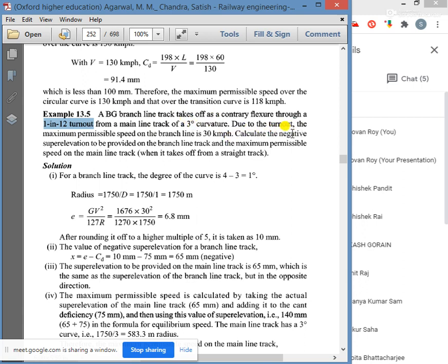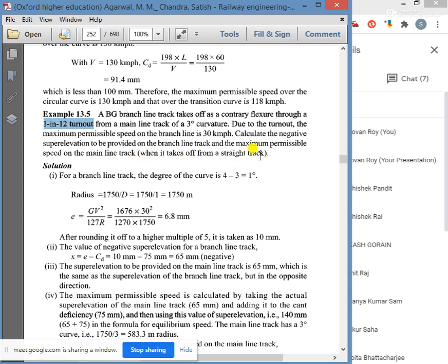Due to the turnout, the maximum permissible speed on the branch line is 30 km per hour. So the maximum permissible speed of the vehicle on the branch line is given, that is 30 km per hour. Calculate the negative super elevation to be provided on the branch line track and the maximum permissible speed on the main line track when it takes off from a straight track.